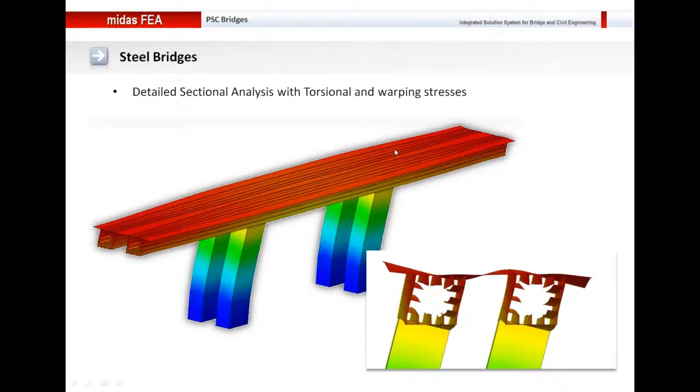Now, if you are working on steel bridges which are curved, or the steel bridges where you want to study the effect of torsion, or if you want to obtain the warping stresses, you can use Midas FEA for that. Here in this particular example, I've shown you how the cross-section distorts after you perform response spectrum analysis. Let me open this particular model in front of you and let me show you how you can obtain results for steel bridges in Midas FEA.